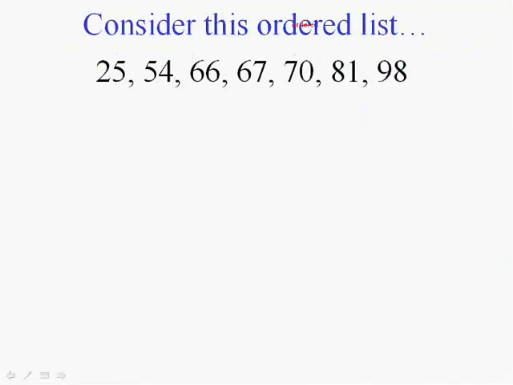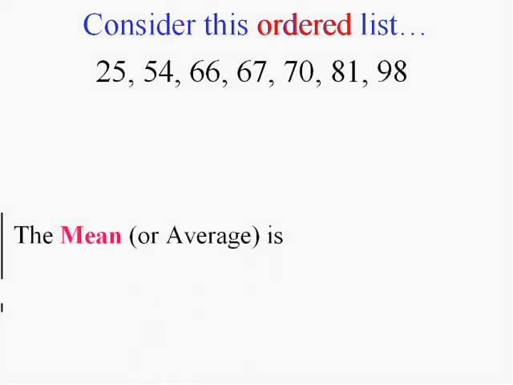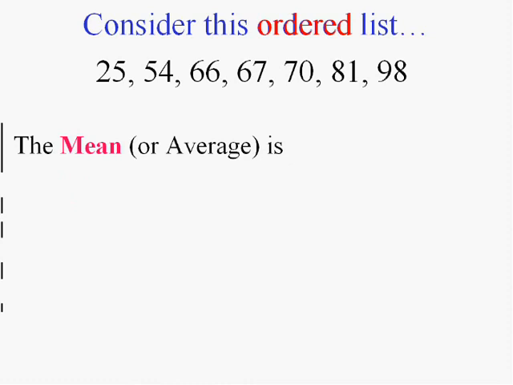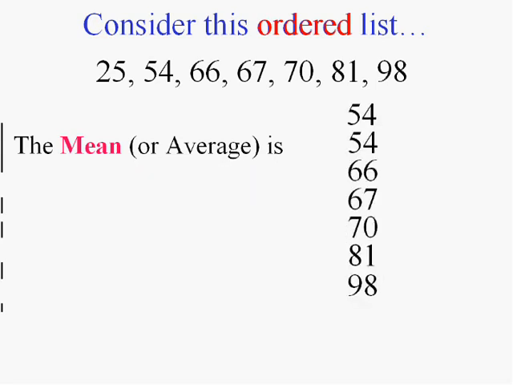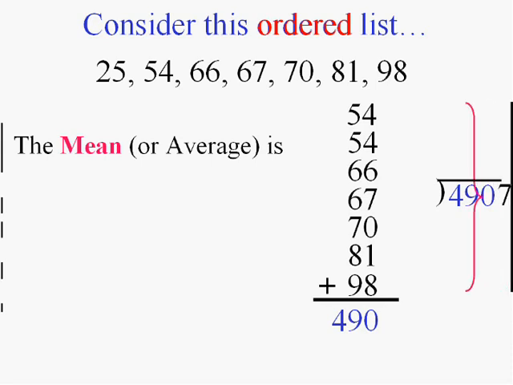Consider this list. I already have it in order for you. Okay? That made it easy. The mean, or average, of this list is the sum of the items divided by how many items are in the list. So we would add them up. Trust me, I get 490. And I would take that 490 and divide it by how many numbers are in the list. 7 in this case. 490 divided by 7 is 70. So the mean comes out real nice this time.